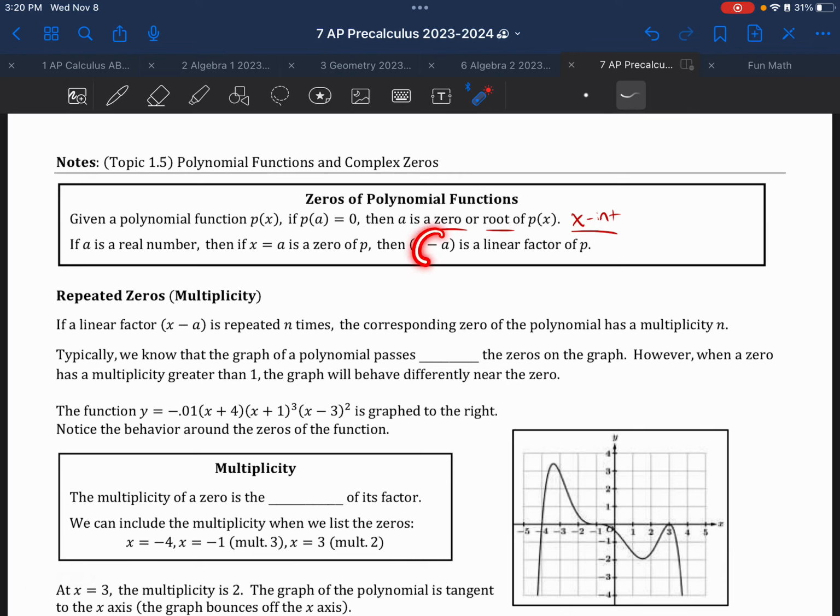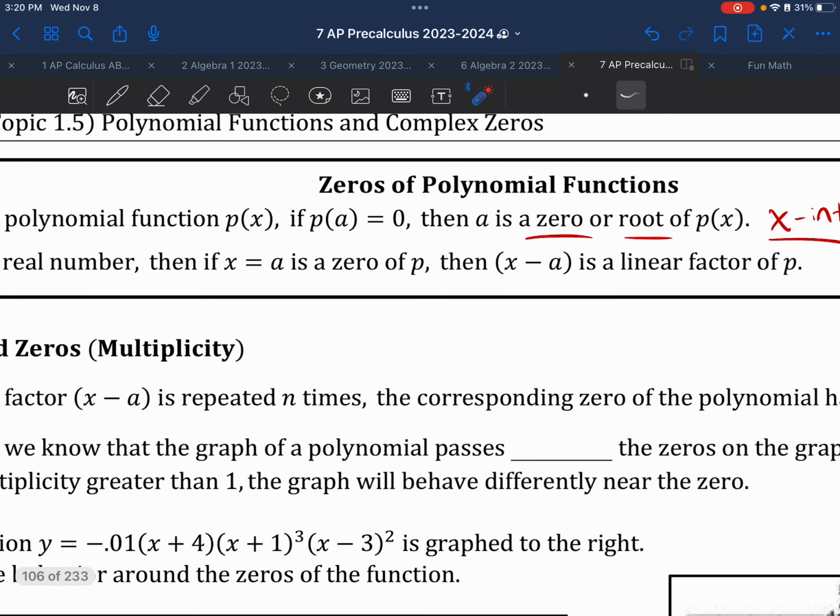It also says that x minus a is a linear factor of p, and that kind of doesn't make sense, right? Where does this minus a come from? Here's the answer. If I'm setting this equal to 0 to find a zero, then I'm saying x minus a is equal to 0, and I can add a to both sides, and x is equal to a, which is exactly what we have over here.